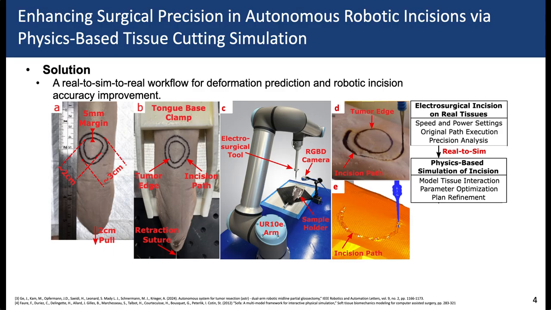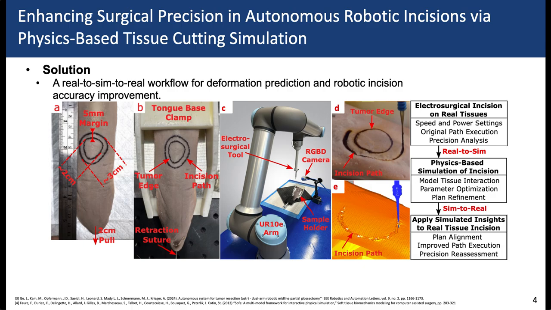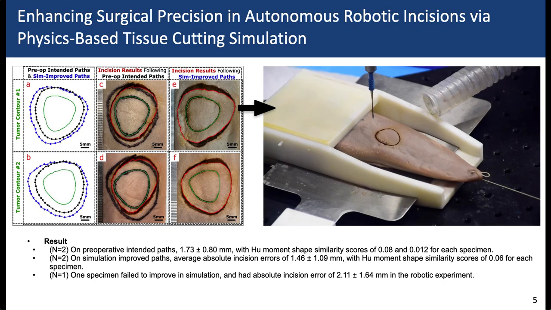Next, new porcine tongue models were imported into the simulation, and tool path refinement was performed by analyzing cutting precision on repeated simulated tissue incisions. Finally, the improved tool paths were exported back to the real world for execution on our robotic system. To the right is a video playing of one of the simulation improved incisions in the real world.